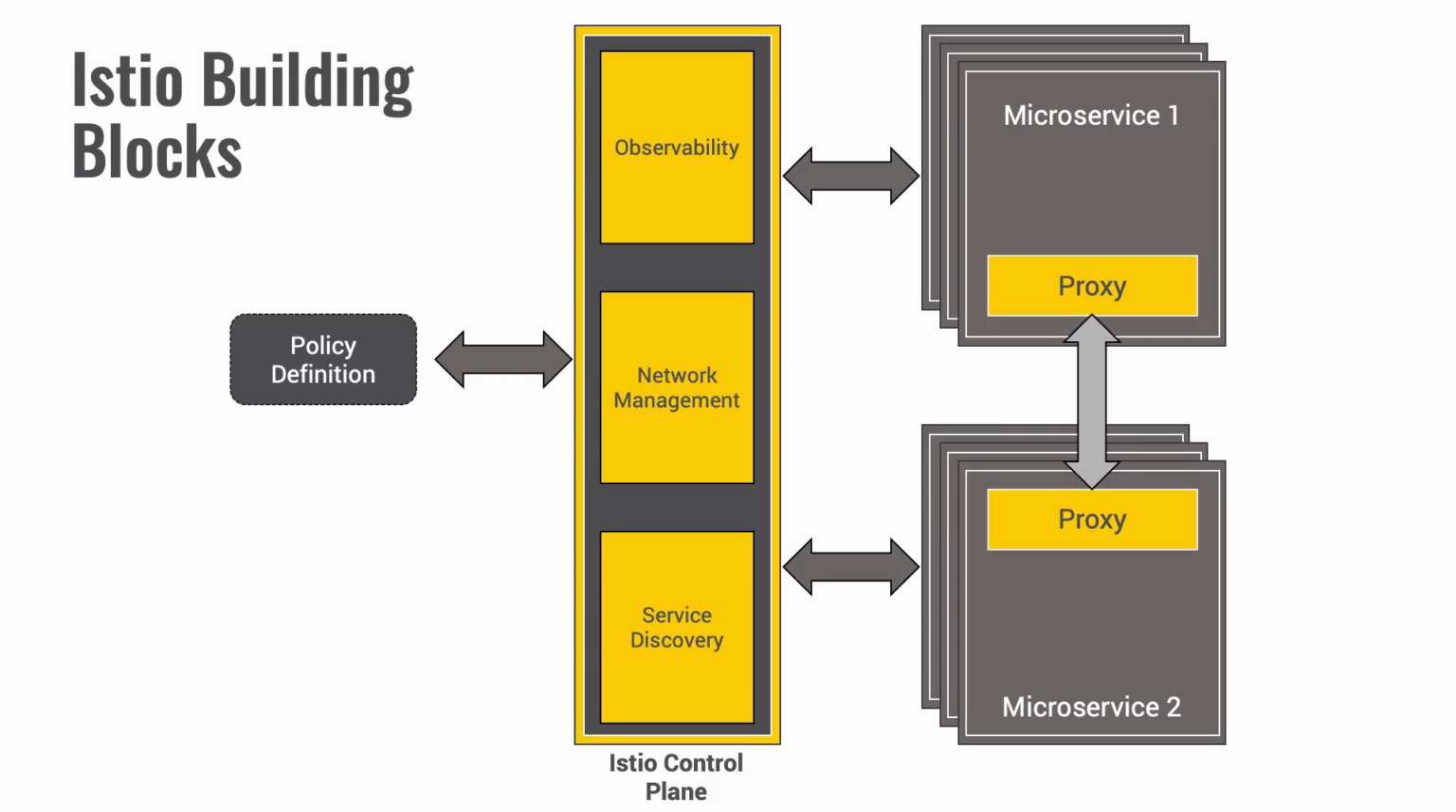So the other dimension of looking at Istio is this. You have multiple instances of microservices, and every instance has a proxy. The proxy calls home, which is the control plane, and the control plane is responsible for observability based on telemetry, network management based on policies, and service discovery based on a very consistent scheme. So the policy definitions are submitted to the control plane, and that flows down to every proxy, which is the Envoy instance running within the microservice.